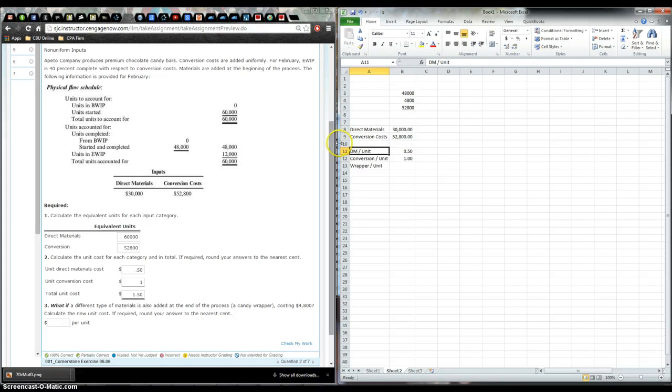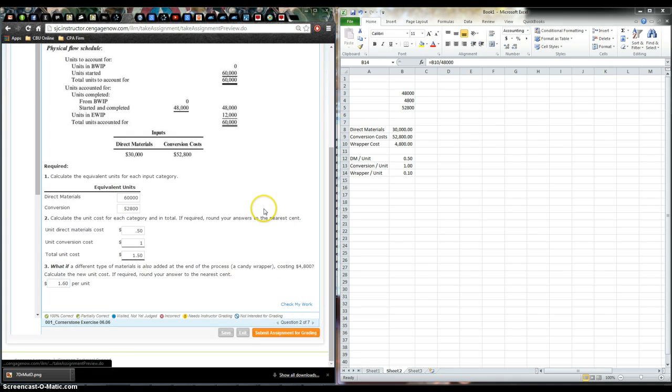Now let's put in our wrapper costs real quick. Wrapper cost is $4,800. And now it says the candy wrapper is added at the end of the process. So it would only be added for completed units. Well, how many completed units did we have? We had 48,000 completed units. So we're going to divide our wrapper cost by the 48,000 completed units, which gives us 10 cents per unit. So the total per unit cost would go to $1.60.